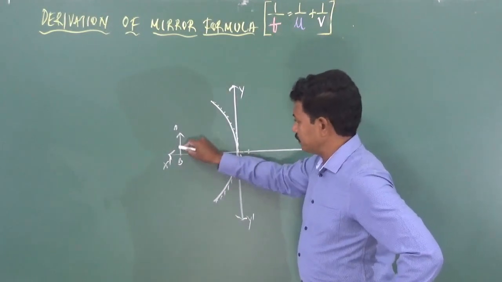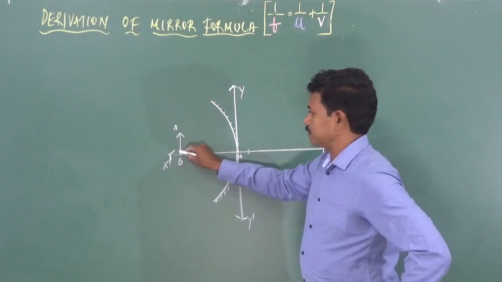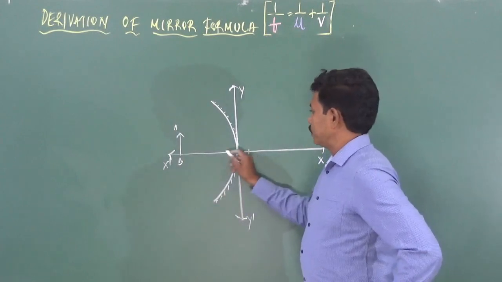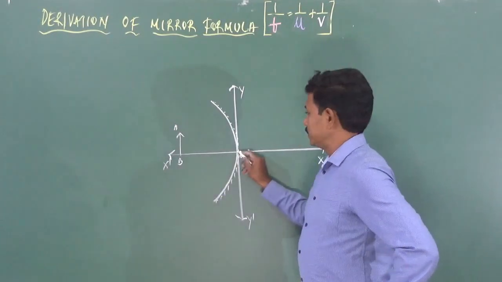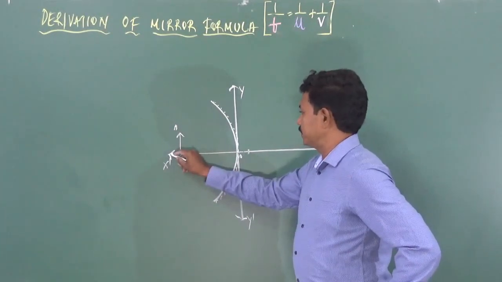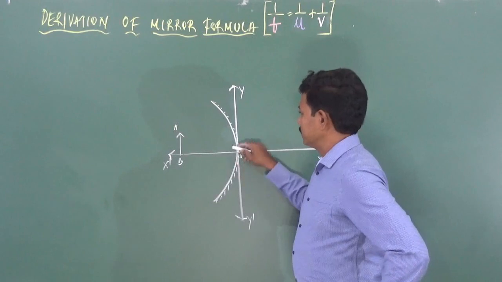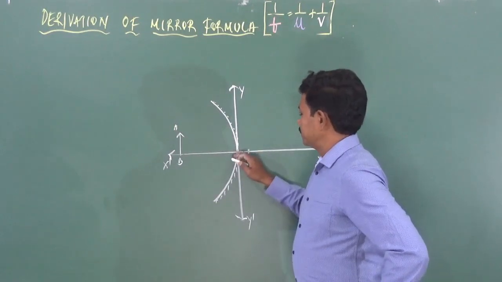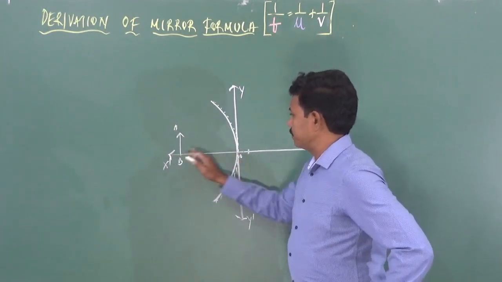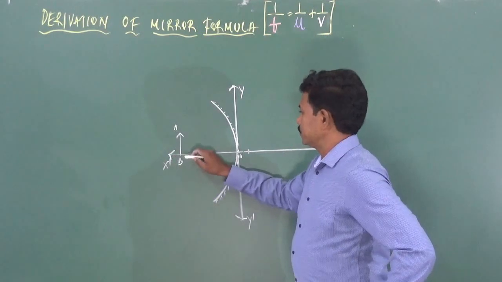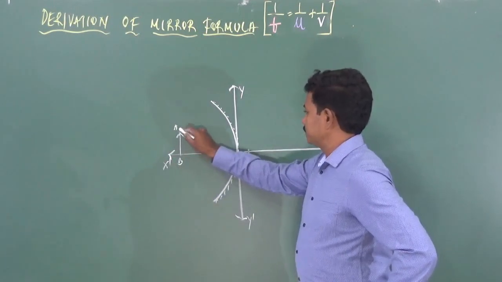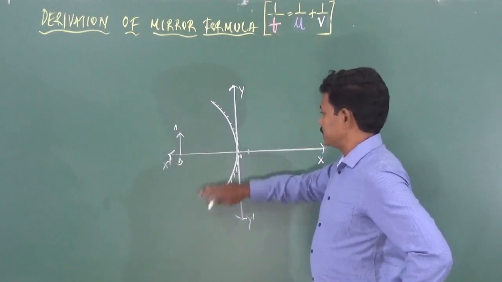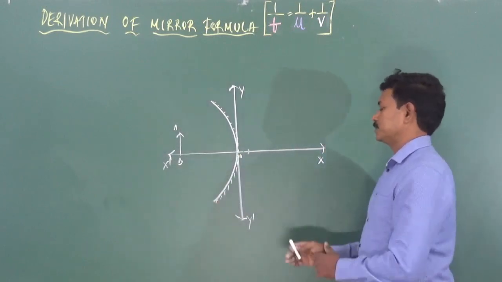Therefore the height or the size of the object is taken as positive. The object is kept in the negative part of the x-axis. Anything above the principal axis is taken as positive, and anything below the x-axis, that is the principal axis, is taken as negative.